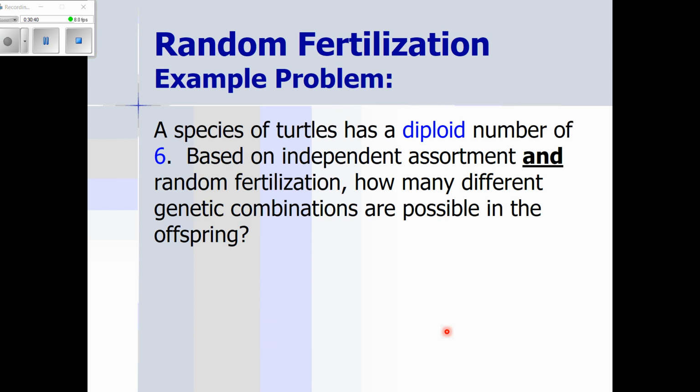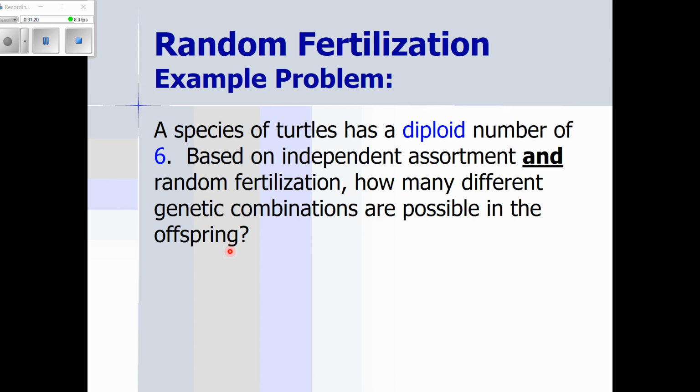So here's another little math problem that we could solve. It says a species of turtles has, and I just made this up, I have no idea what the chromosome number of turtles is. You could look it up on Google, but I'm just going to make this up. A species of turtles has a diploid number of 6. Again, totally fictitious. Just go with me here. Based on independent assortment, how the chromosomes line up in meiosis, and random fertilization, let's factor both of those in. How many different genetic combinations are possible in the offspring?